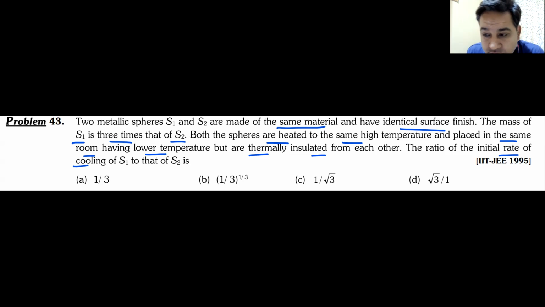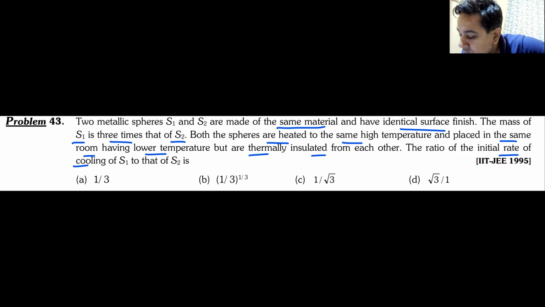I got it, sir. Well done. So, may I know how did you get it? Mass. Yes, bacha. Density is equal to mass by volume. Mass is equal to density into volume. Okay. Mass of S1 is 3 times of S2. So, what difference does it make? M1 equals 3 times M2.